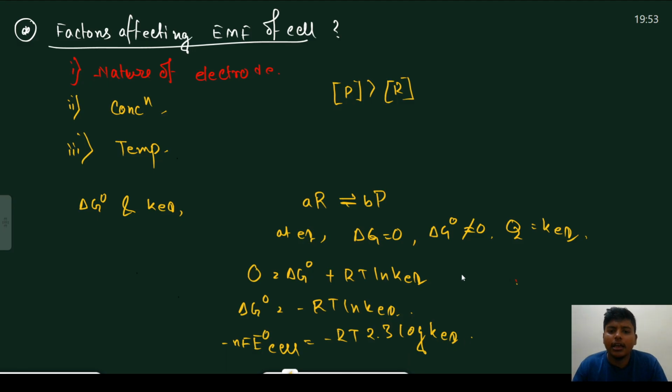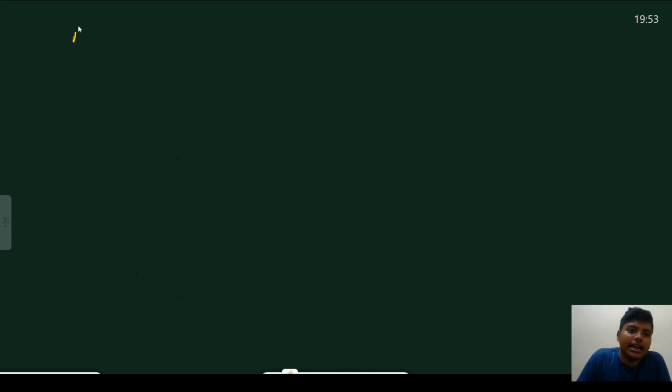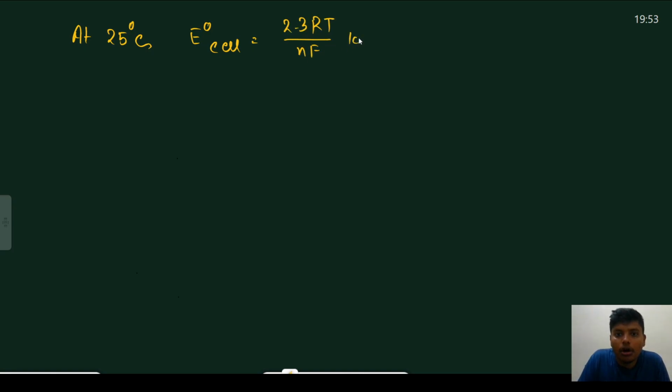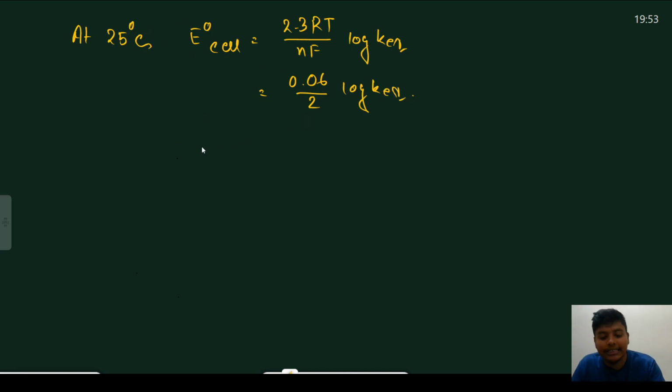Yes. Okay, so at 25 degrees Celsius, we can write that E naught cell value will be equal to 2.3 RT by nF log K equilibrium. Or if you calculate, 0.06 by 2 log K equilibrium. Clear? So by that we can find out the E cell at equilibrium.